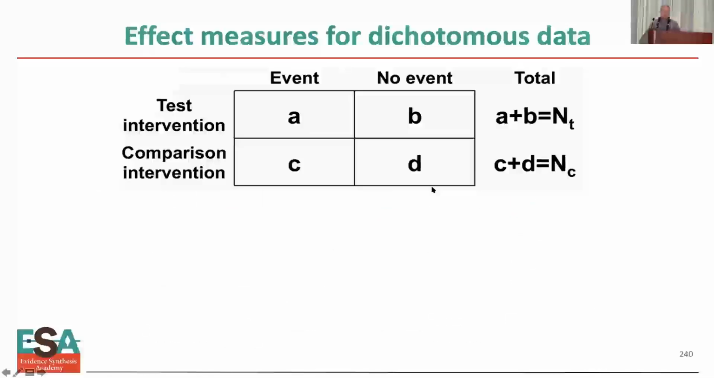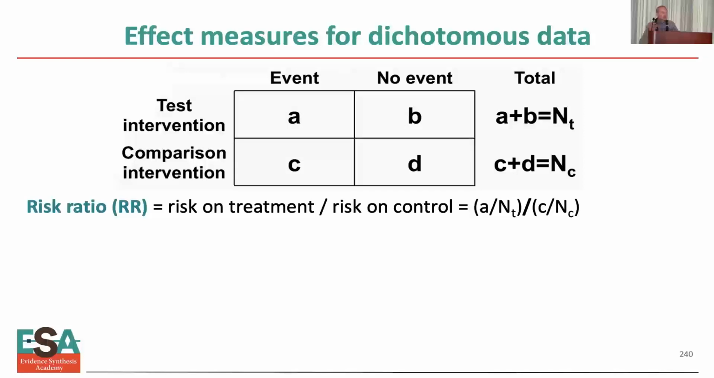All right. So let's just do a quick review. Let's say we had binary data. So now we have a test and a comparison, and in each group we either have an event or no event, right? So it's 2x2 data, and so we have these counts A, B, C, and D. And so NT is the number of people who got tested, and NC is the number in the control. And so what we're interested in here is different ways of looking at this comparison between these two groups.